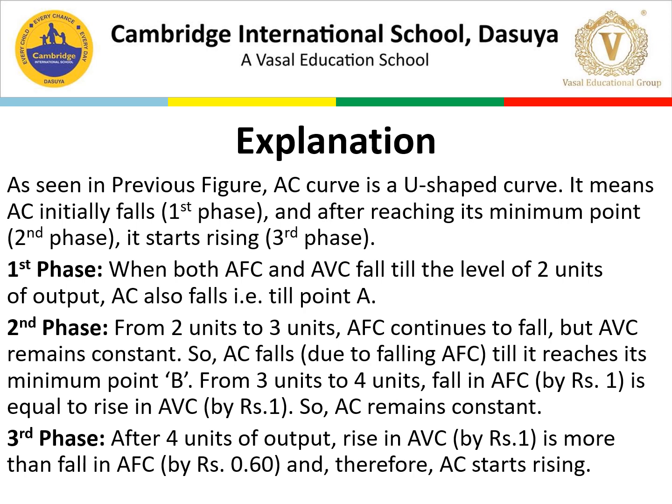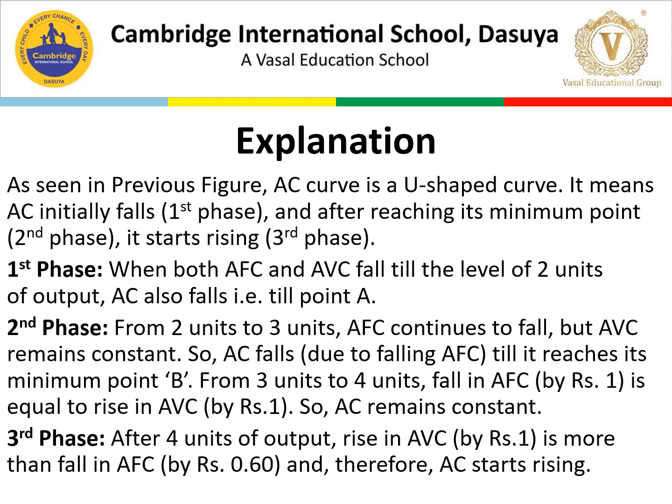Explanation. As seen in the previous figure, the AC curve is a U-shaped curve. So it means AC initially falls in the first phase, and after reaching its minimum point, in the second phase, it starts rising in the third phase. So these are the phases they are talking about.